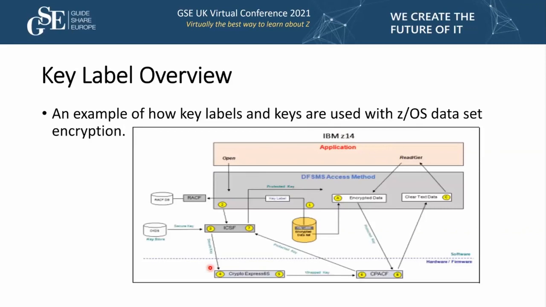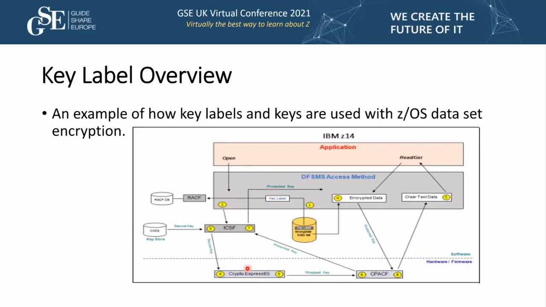This next example shows how the key labels and different keys are used with z/OS data set encryption. This example uses secure keys that are stored in the cryptographic key data set and involves input processing of an encrypted data set. For the data set open call, DFSMS receives the key label that is associated with the data set from the catalog and calls RACF to verify the user's access to the key label. After that, DFSMS calls ICSF with the key label. Now ICSF obtains the secure key from the cryptographic key data set and calls the Crypto Express 6S to unwrap the key.